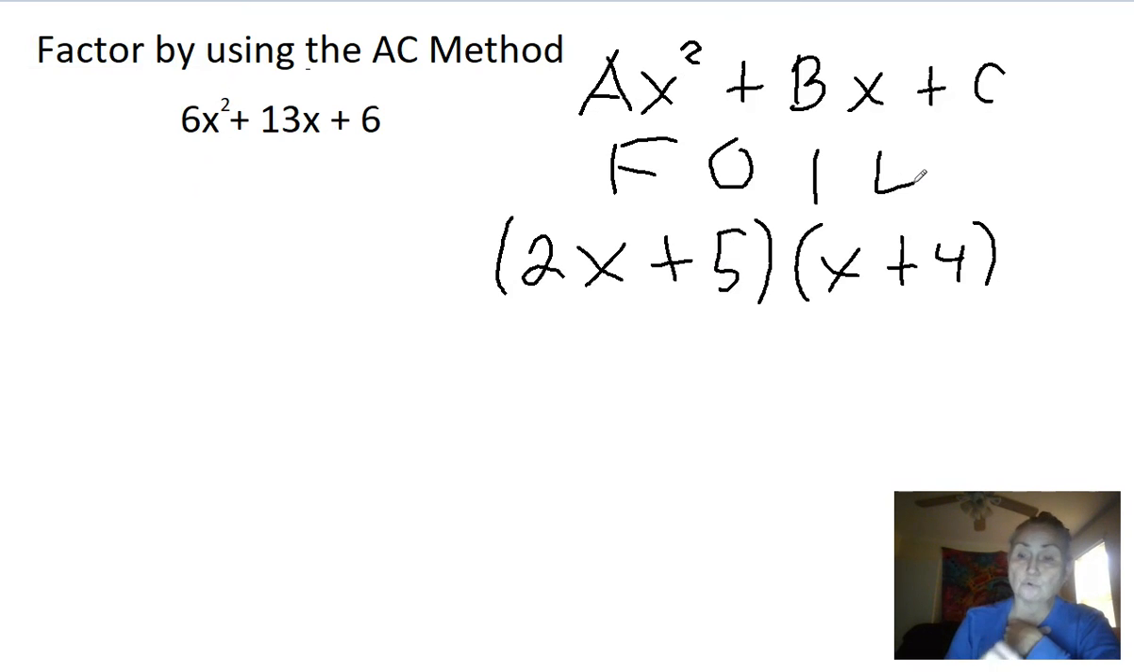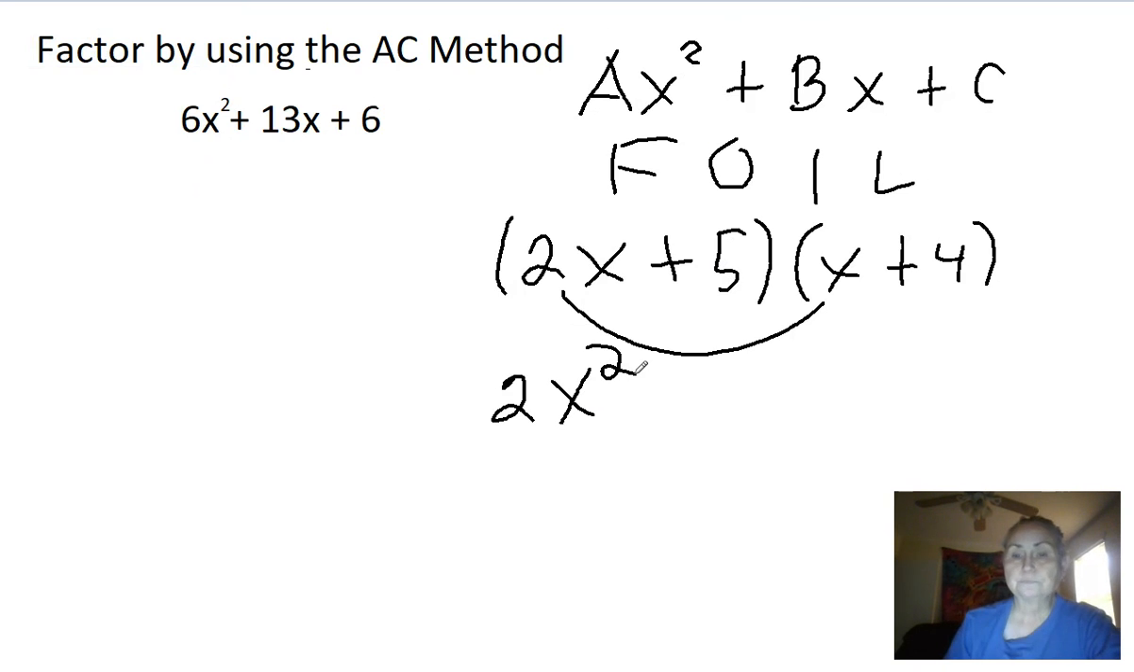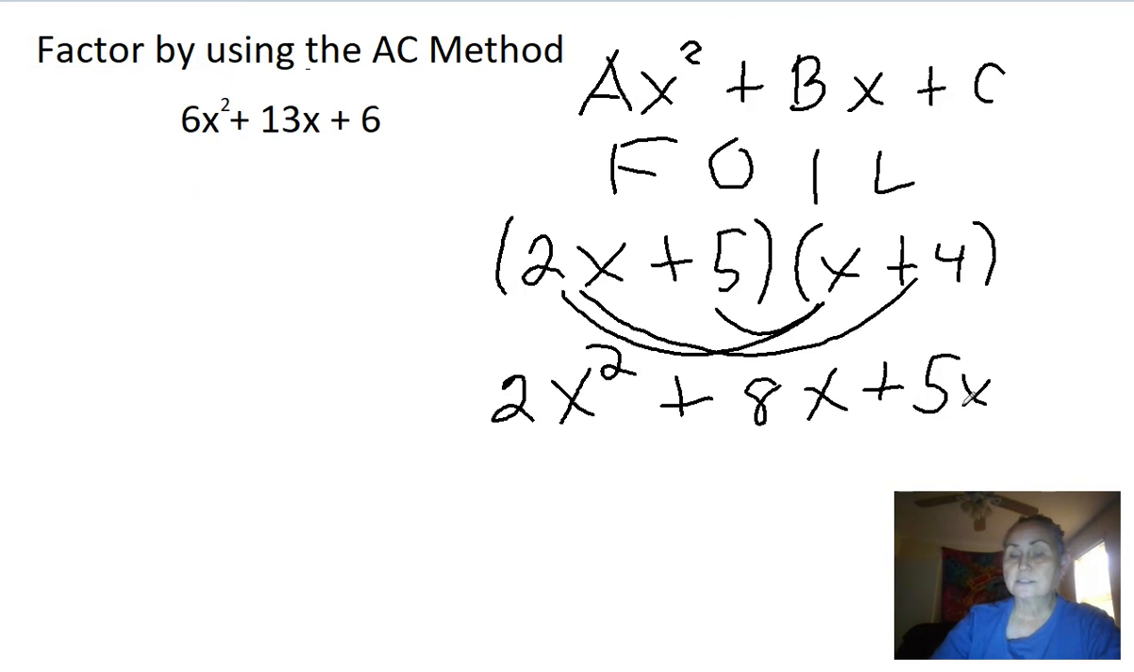For the FOIL rule, the F stands for multiplying the first two, the first two in each binomial. So that's going to be a 2x squared. Then the outer two, 2x times 4, that's the O, that's going to be 8x. The inner two, 5 times x, is 5x. And the last two, 5 times 4, is 20.